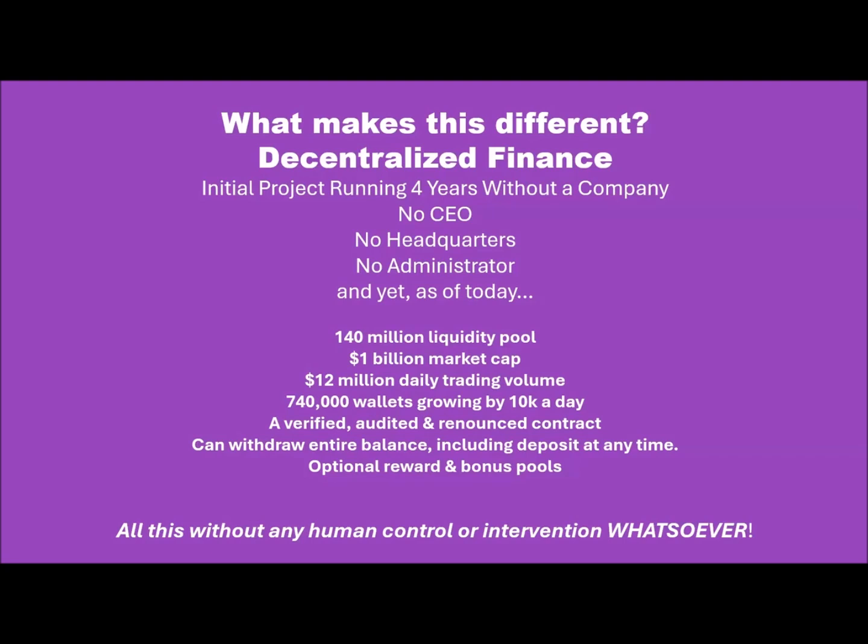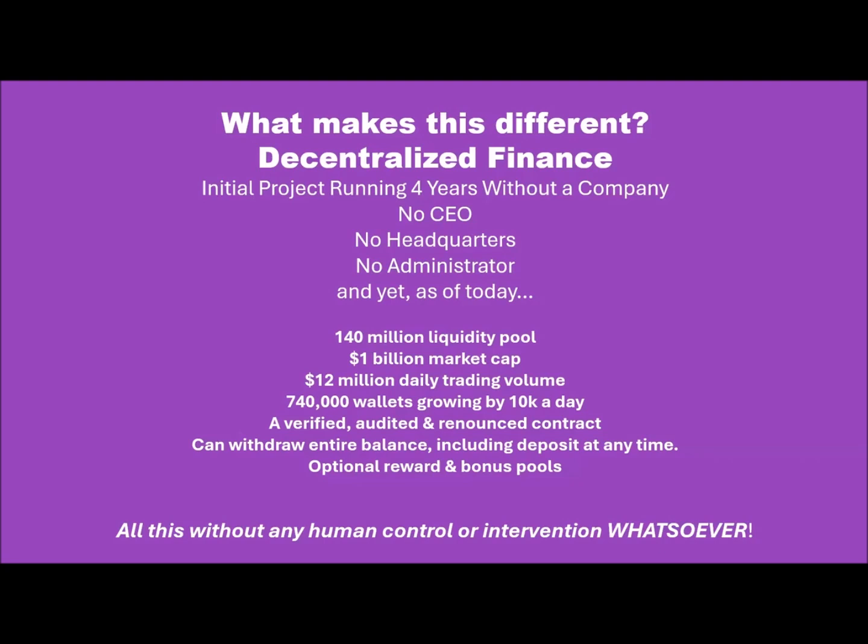And yet, as of today, the current platform that we're going to be talking with you about, which was launched on March the 7th, 2024, has a $140 million liquidity pool. That's where the rewards are paid out of. It has a $1 billion market cap. It has a trading volume of over $12 million every single day. And there are over 740,000 wallets that belong to individuals connected to this platform, growing at a rate of over 10,000 per day.